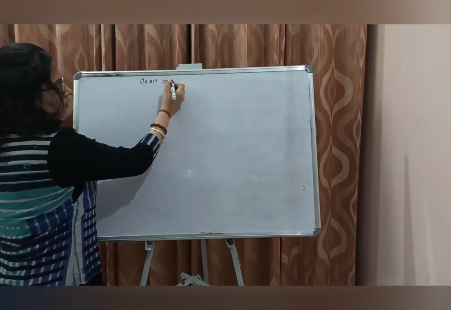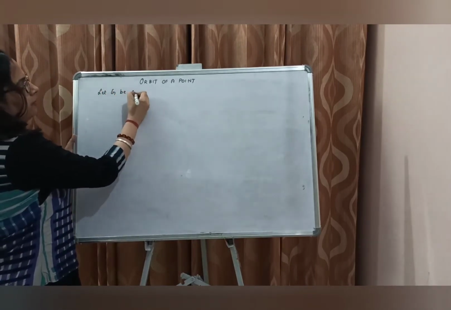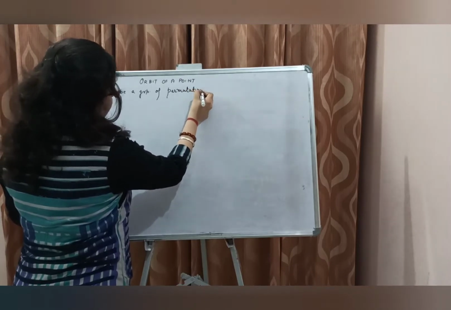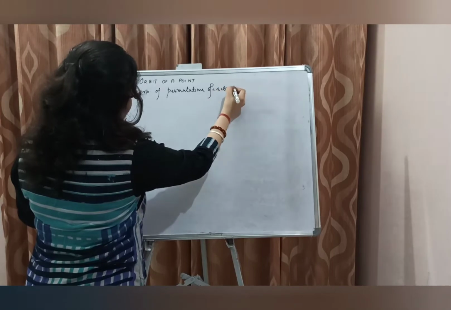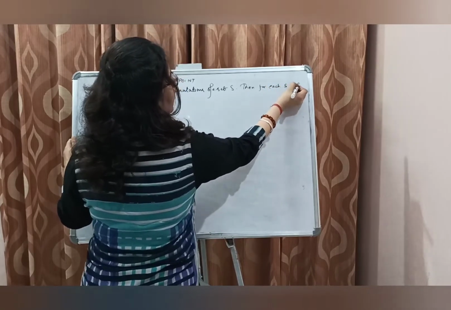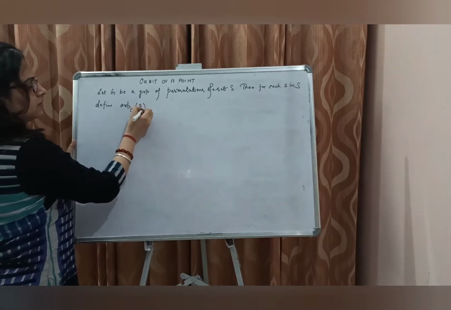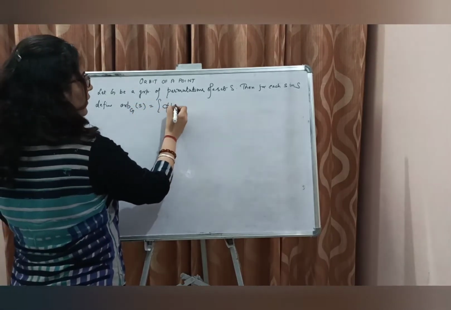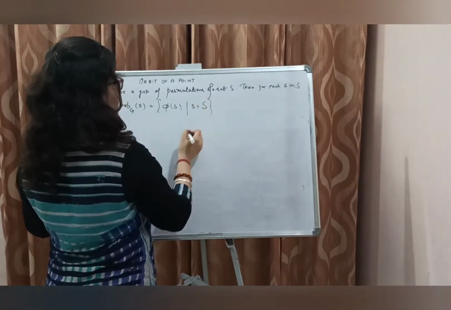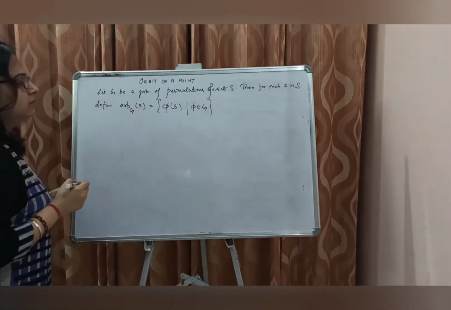So our next definition is the orbit of a point. Let G be a group of permutations of a set S. Then for each s in S, define the orbit of this point as the set of phi of s, where s is a constant here and phi belongs to G.